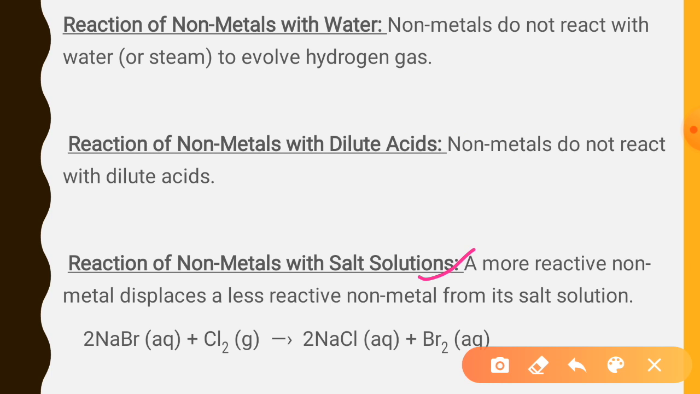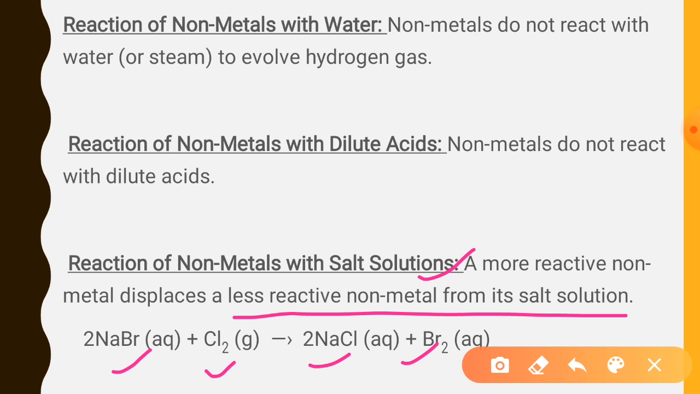metals show displacement reaction, a more reactive metal displaces a less reactive one from its salt solution. So here in non-metals the same thing happens. A more reactive non-metal will displace a less reactive non-metal from its salt solution. Let's see one example. Here you can see sodium bromide combines with chlorine gas. Chlorine is more reactive than bromine, so a displacement reaction will occur to form sodium chloride, which is NaCl, along with formation of Br2, that is bromine.